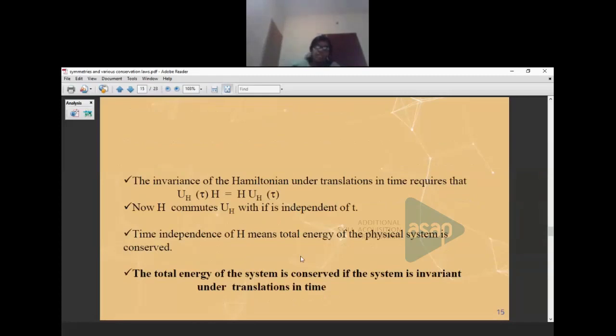Invariance of Hamiltonian under translation requires U_H(τ) H equal to H U_H(τ). Expand it, substitute it, you will get the result. Now, H commutes with U only if H is independent of time. You will realize in the previous term, H will commute with U_H. Time independence of H. Hamiltonian means total energy. So, what does it say? When the energy is not varying with time, then it is conserved. So time independence of H means total energy of the physical system is conserved.